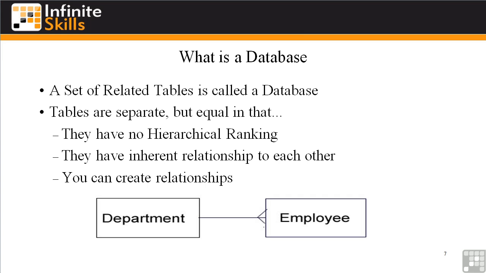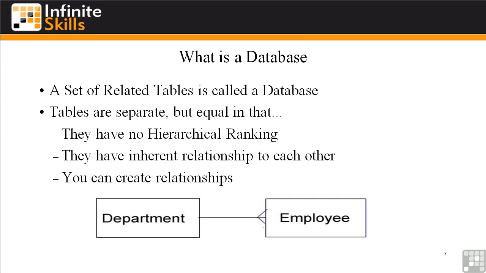There's no inherent relationship, but you can force the issue through something called primary keys and foreign key relationships, and I'm going to talk about that along in this chapter. Now, look at these boxes down at the bottom of the slide. They represent tables. There's a department table and there's an employee table, and you see there's a line between them.